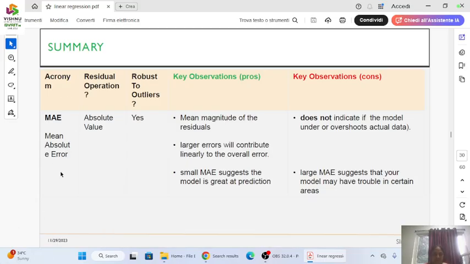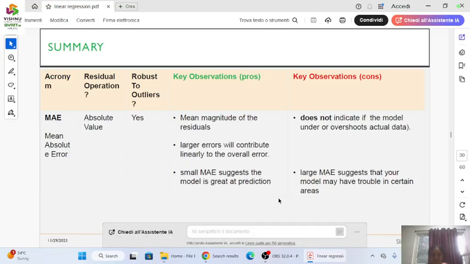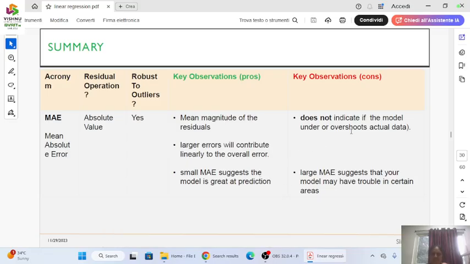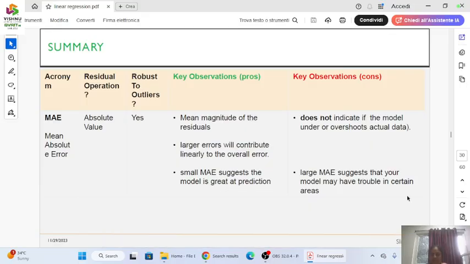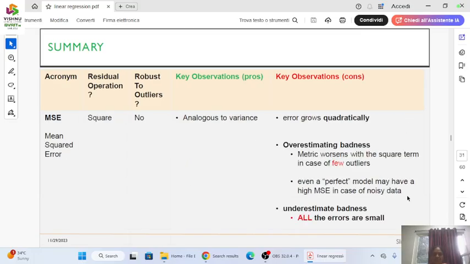Starting with mean absolute error: the residual operation is the absolute error, and it is robust to outliers. Key observations: the magnitude of the residuals, or larger errors, will contribute linearly to the overall error. A small MAE suggests that the model is great at prediction. But it does not indicate if the model under- or overshoots the actual data. And a large MAE suggests that your model may have trouble in certain areas.